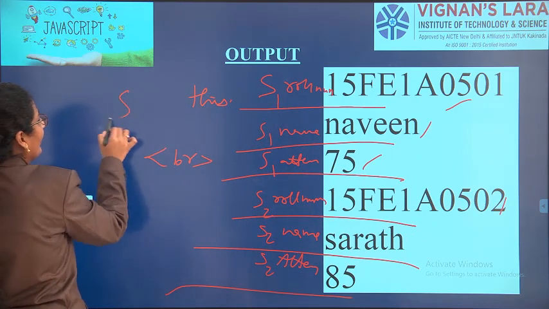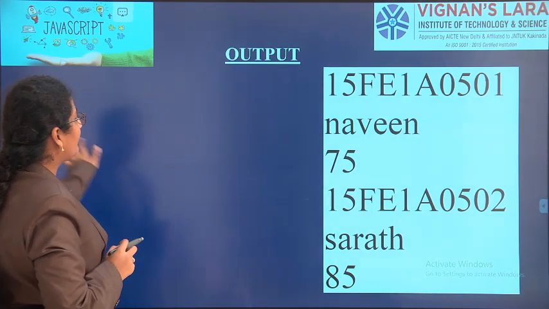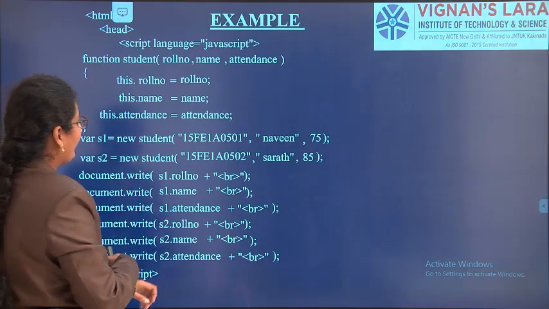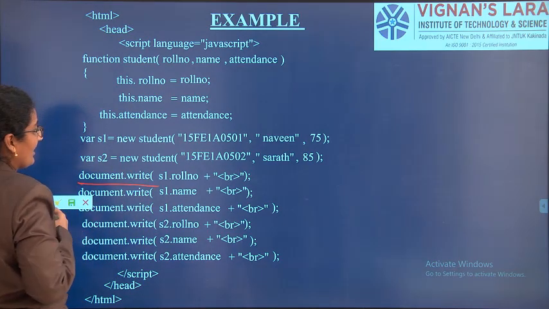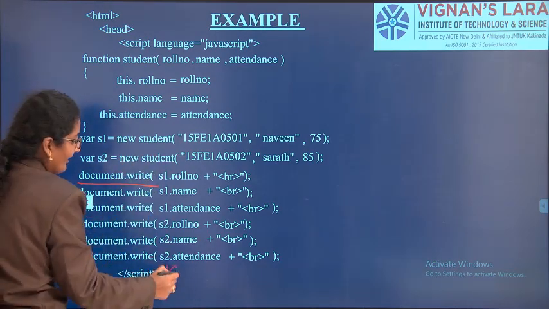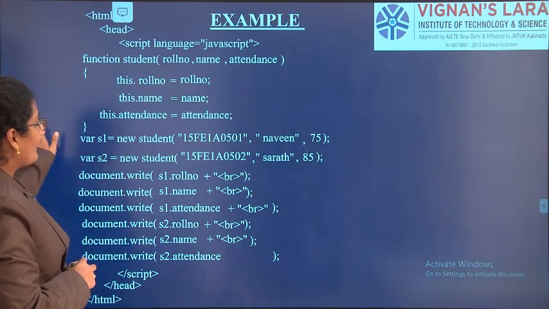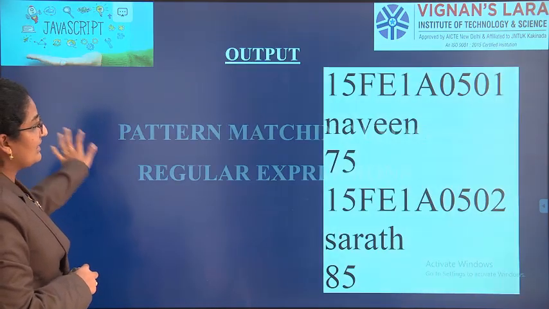Like this you can create till Sn also. The same program can be written with document.write statements, and you can create it for n number of students. So this is the use of a constructor. We are discussing constructors, and this is the output for the constructor program.